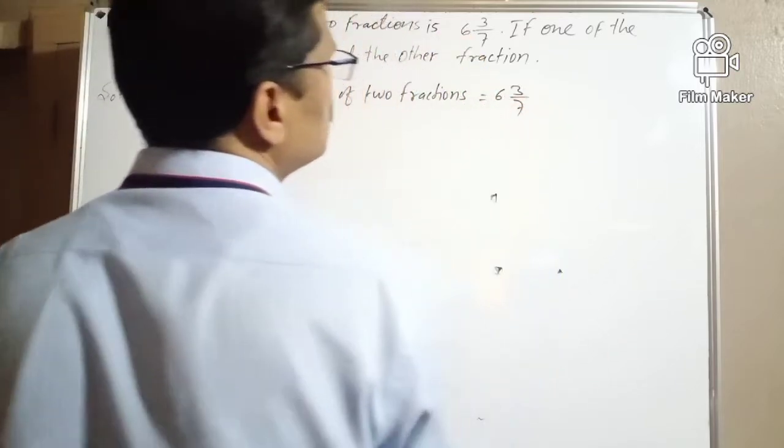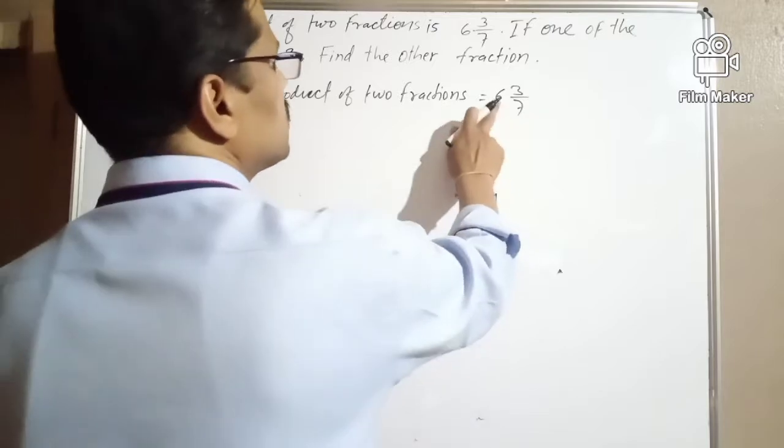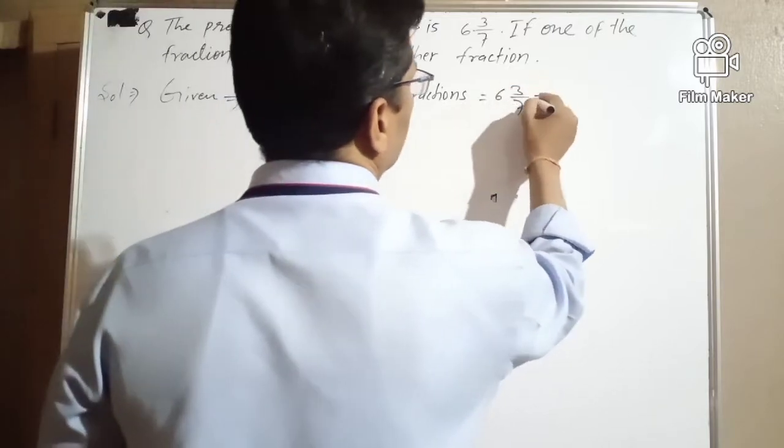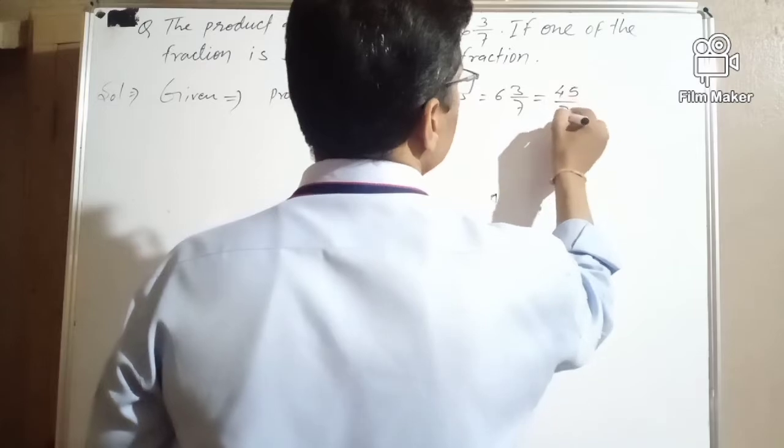We have to make it a fraction again. We can convert it into an improper fraction. 7 sixes are 42, and 42 and 3 is 45. So we can write here 45 upon 7.